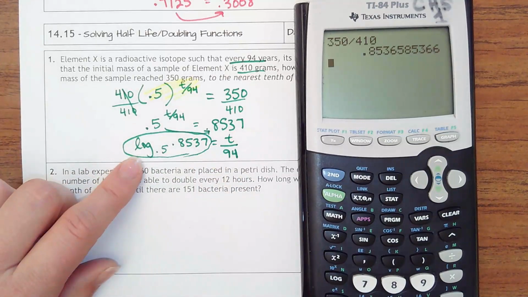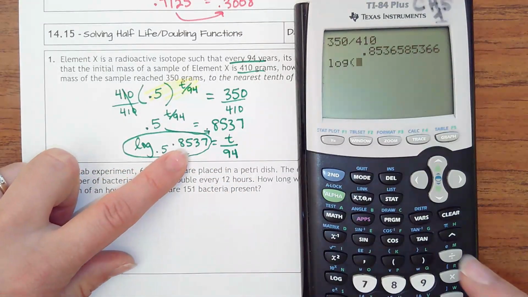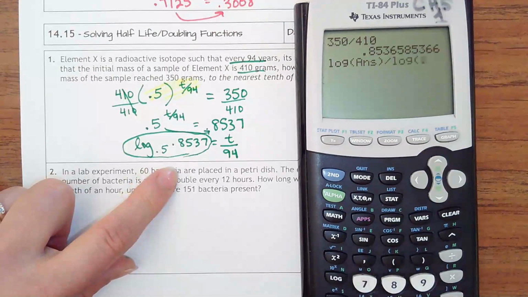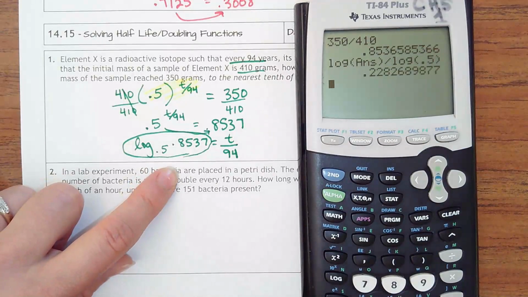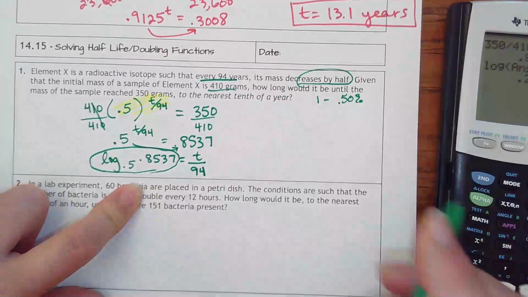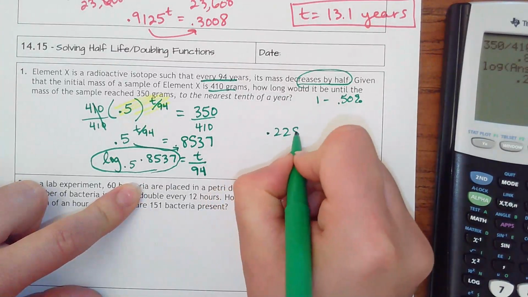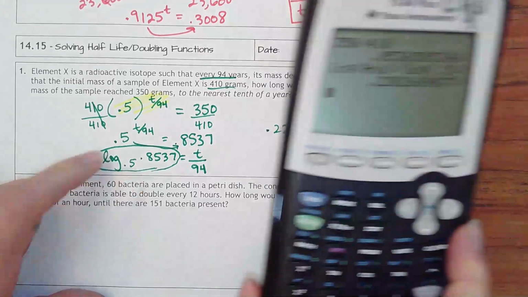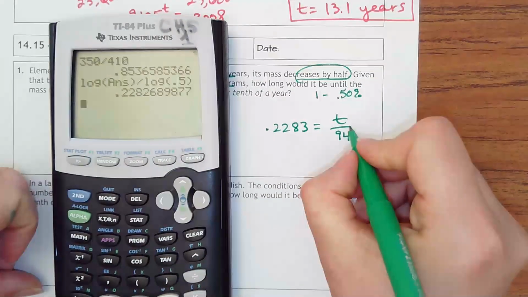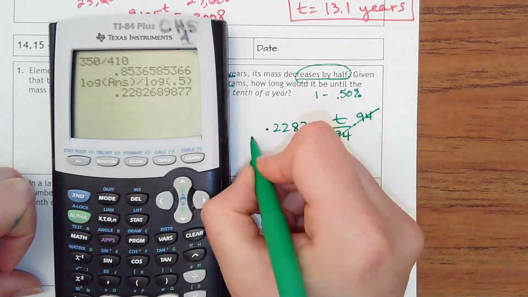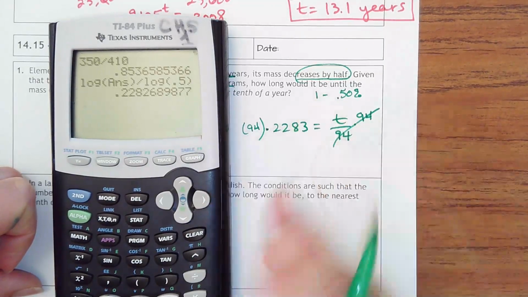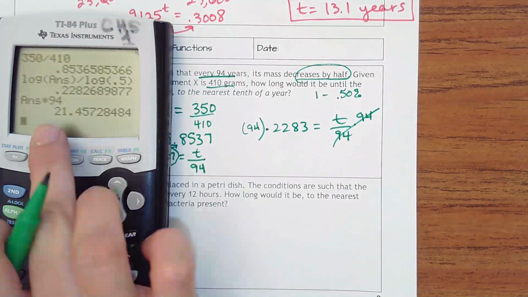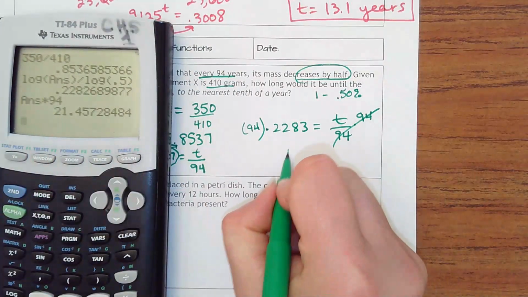So I'm going to do log of second answer divided by log of 0.5, which gets me that. But again, don't erase that out of your calculator. And then the only other thing I need to do to get t by itself here is multiply by the 94. And I get that. So to the nearest tenth of a year, it's 21.5.